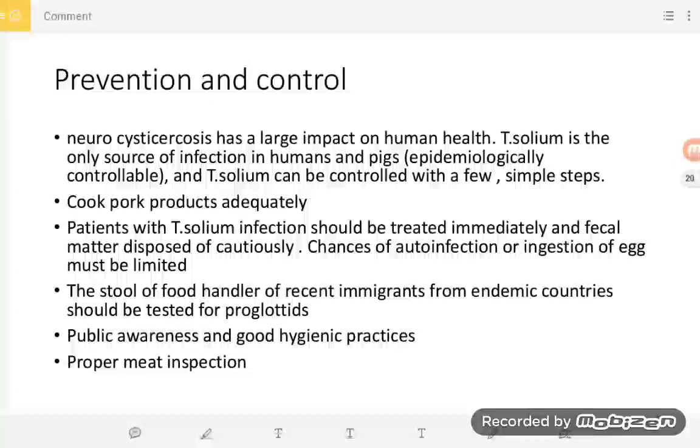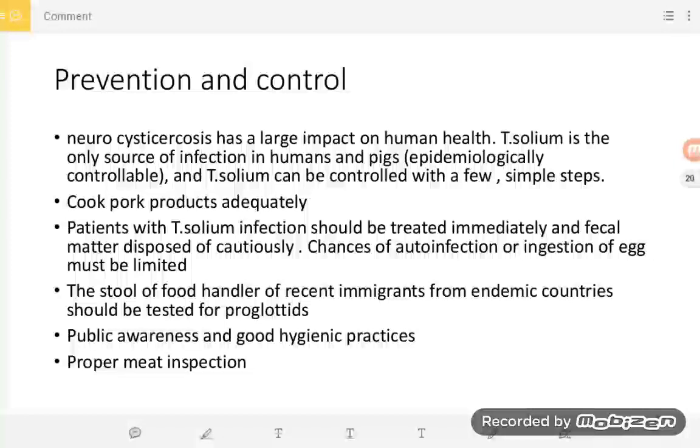Proglottids. Stool of the food handler. In some cases, if any person has recently visited an endemic area, where the disease is normally present at a very high level, especially if they are food handlers, we have to check them for the proglottids.